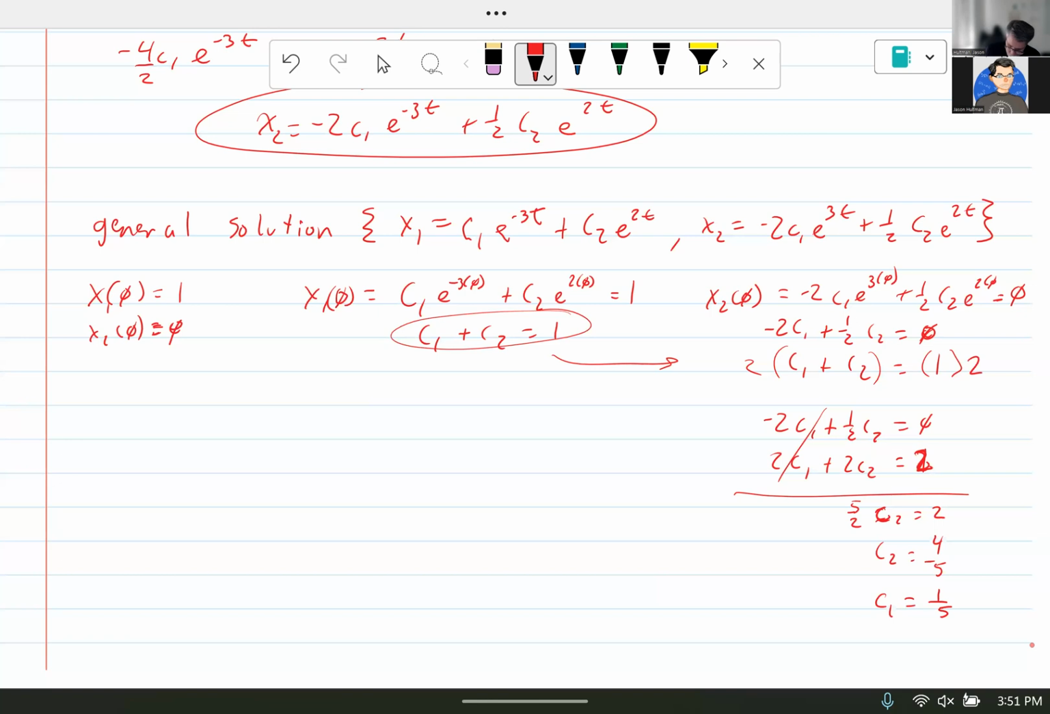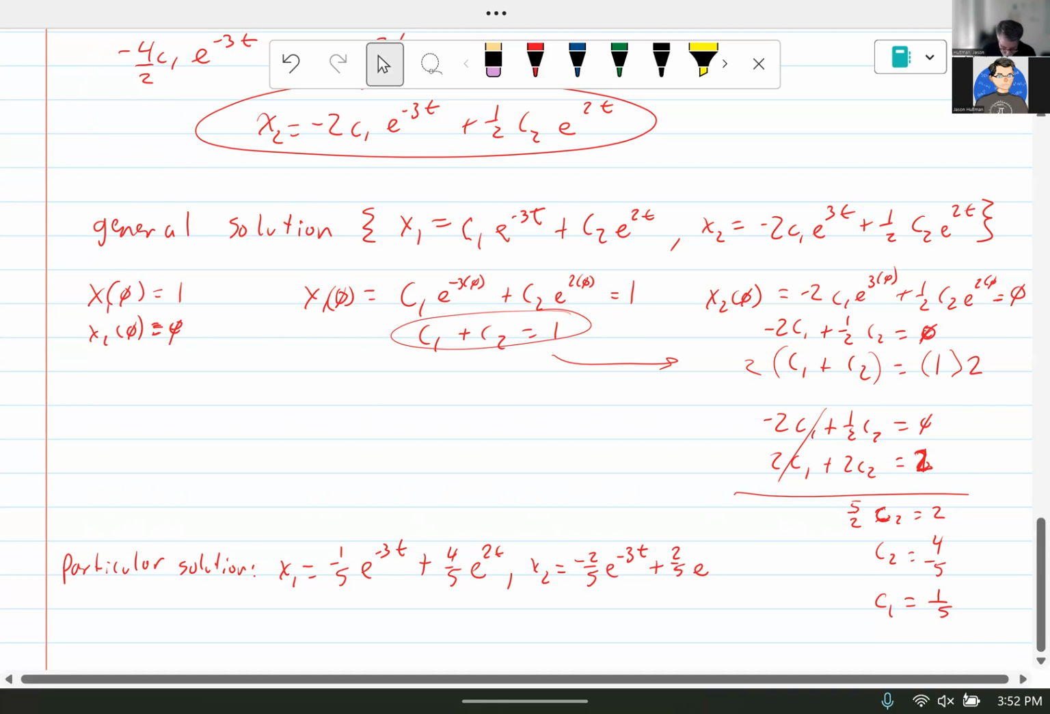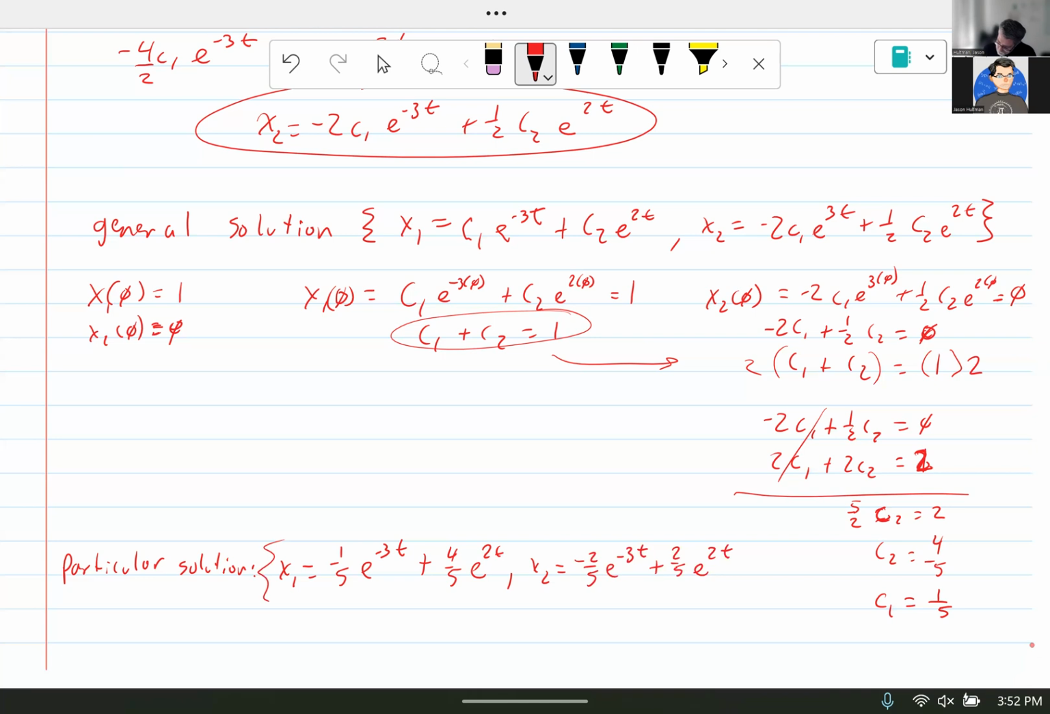So my particular solution is going to be x1 equals 1/5 e to the negative 3t plus 4/5 e to the 2t. Okay, and x2 is equal to negative 2, so that's negative 2/5 times e to the negative 3t plus, and then this is going to be 4/5 times 1/2, which is 2/5 e to the 2t. Okay, and that's my particular solution.